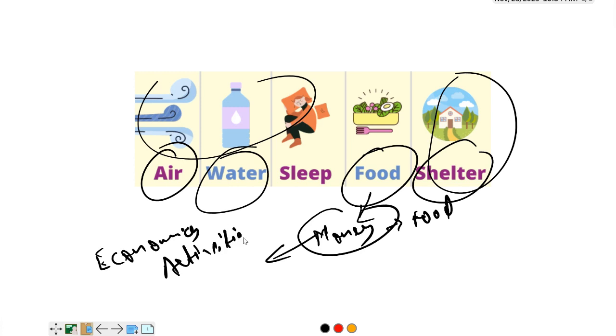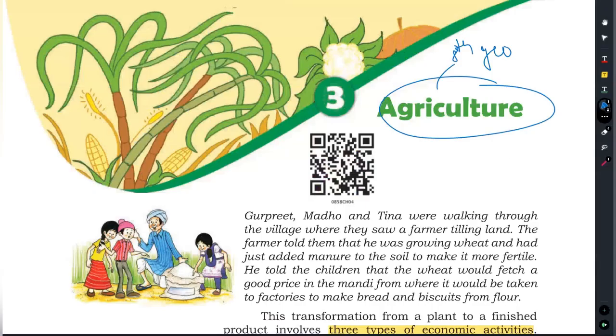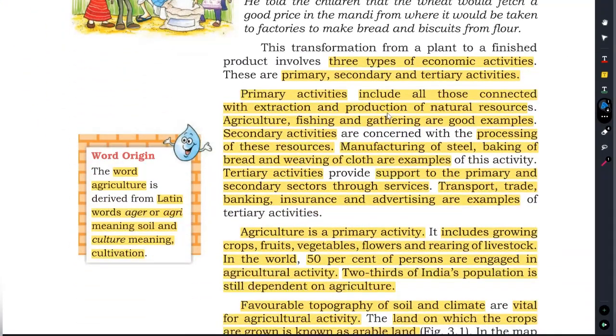Generally, these economic activities are grouped into 3 major types. What are those 3 major types? Primary, secondary and tertiary. See, here they have given that there are 3 types of economic activities: primary, secondary and tertiary activities. Let us see what these primary activities are.